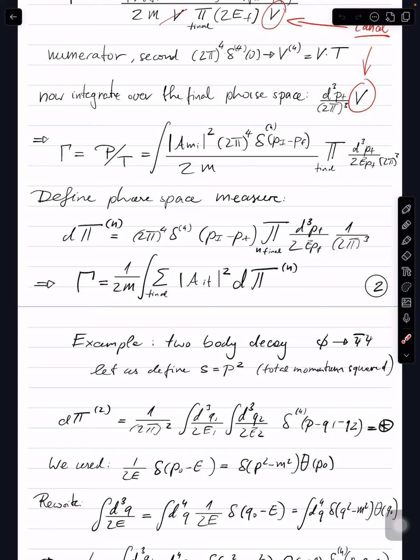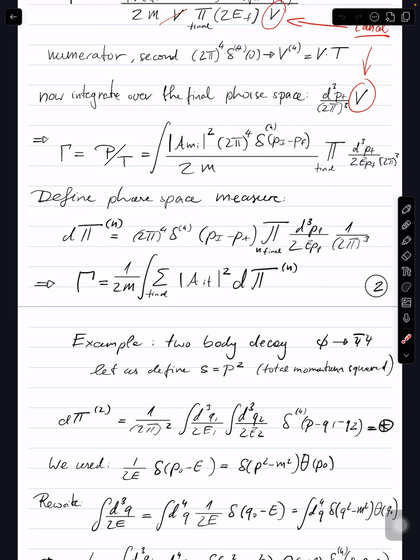Having that, we have a very complex expression for our decay rate, where we take the probability to decay and divide it by time, and we get this decay rate gamma. So we have 1 over 2m times the volume, or the phase space measure, times the transition matrix elements squared.